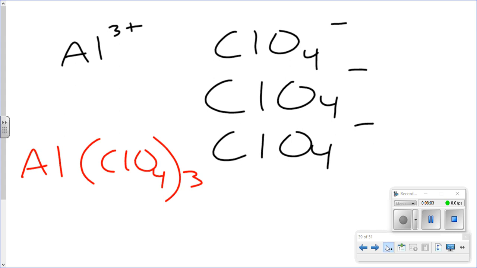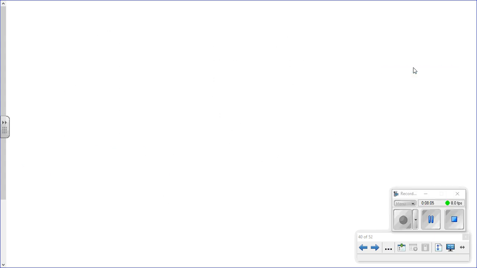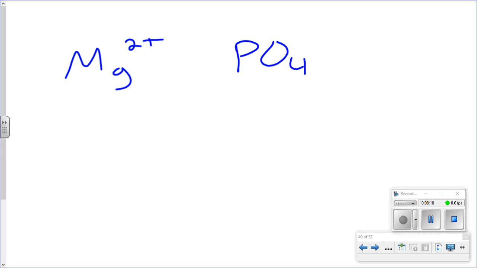Let's try another, and this will be the last one. This will be the hardest one I'll do today. Let's say I have magnesium. So you're looking up magnesium. That's on your ion sheets. Magnesium is 2 plus, the magnesium ion is, and we're going to look up phosphate. That has a -3 charge. Well, the math is the same as what we did before. We just have to be careful with the phosphate. So between 2 and 3, they both go into 6.